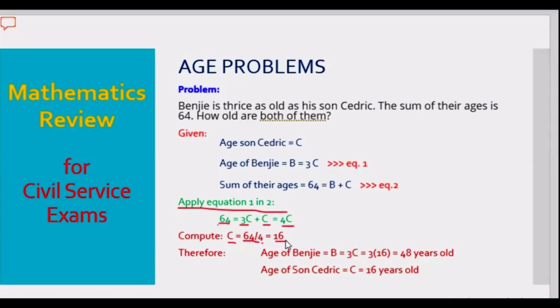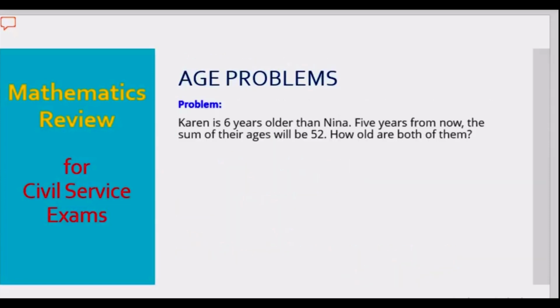And now, the question is how old are both of them? So if Cedric is C years old and Benji has this equation, 2C, we multiply to get the age of Benji. So this is now the age of Benji. Okay, so we'll be moving on to the next problem.